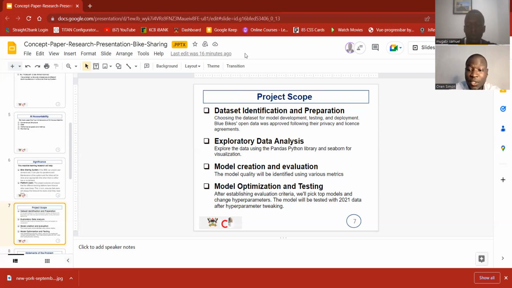And since the data set we have was provided for 2 years, 2019 and 2020, after the approval given to us by Blue Bikes, they gave us a provision that we can actually refer to their open data, which is for 2020, 2021. So if we build our model and train it with the previous data set, we can optimize it using the data set of 2020, 2021.